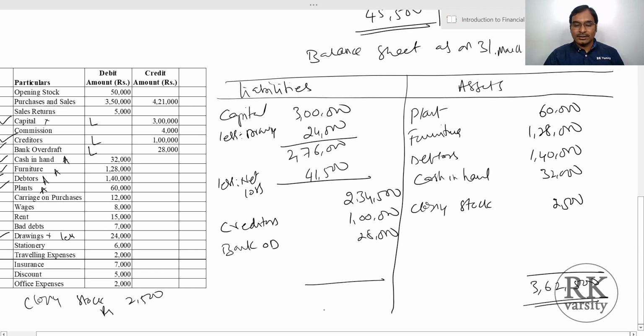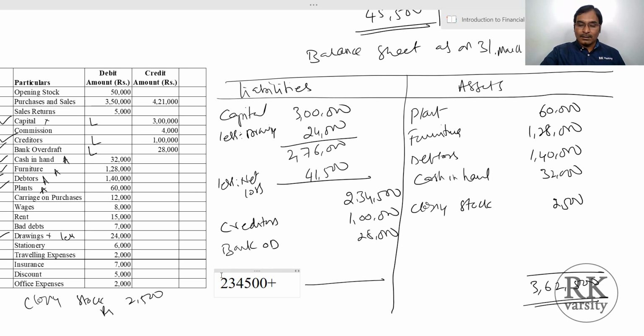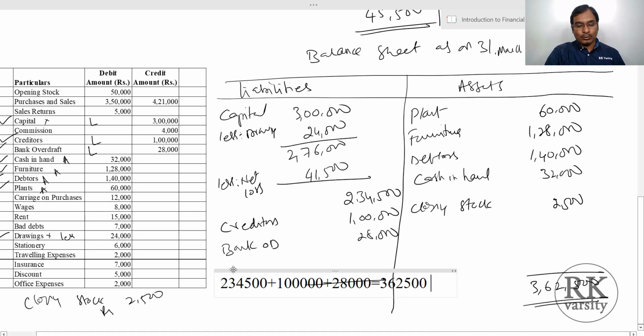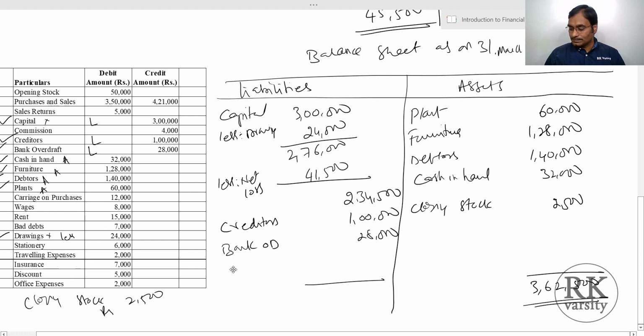And on this side, 2,34,500 plus 1 lakh plus 28,000, so 3,62,500. Both sides we got the same value. So our balance sheet got tallied at 3,62,500. Our balance sheet tallies at the end.